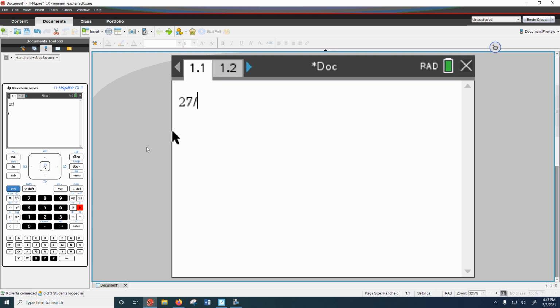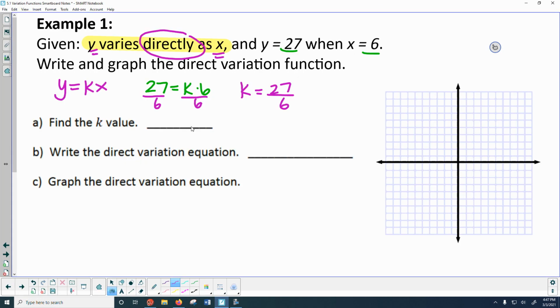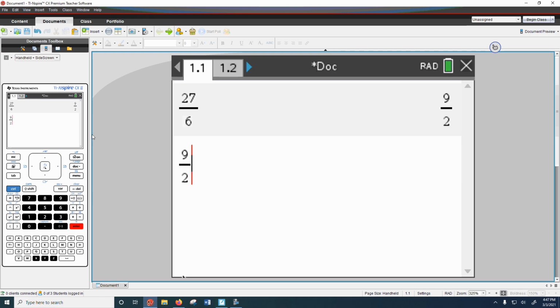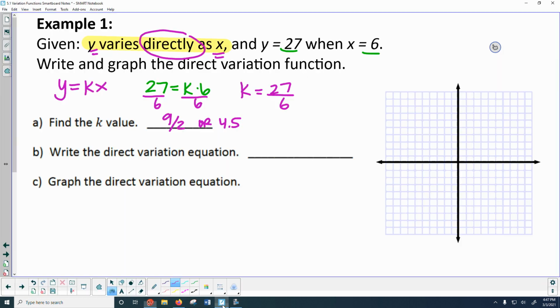So 27 divided by 6 reduces to 9 over 2, or if you want to make it 4.5, you could, but it's better off usually to leave it as a fraction so that it's more exact. So my k value is 9 over 2, again, or in this case it is 4.5, because that would be a terminating decimal, which means it stops. I didn't have to round that. Okay, well, we now have that value of k. Let's now write our direct variation equation.